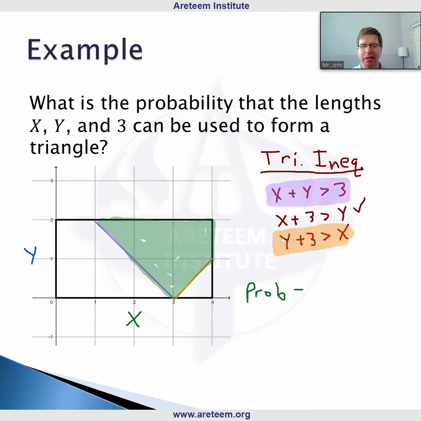So, if we calculate our probability from here, remember probability we can still think of as want divided by total, except here our want and total are in terms of area, of course. We want to be thinking of area in this case. So our total area is, of course, 2 times 4 is 8.